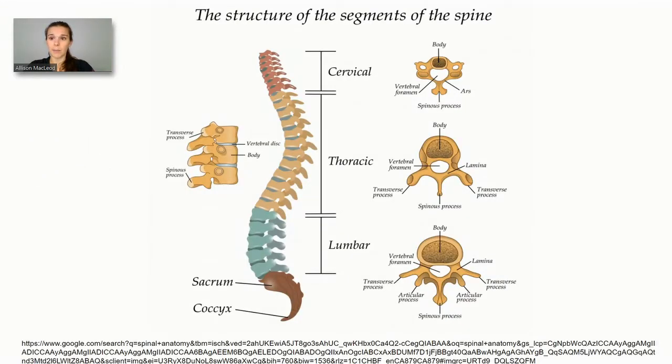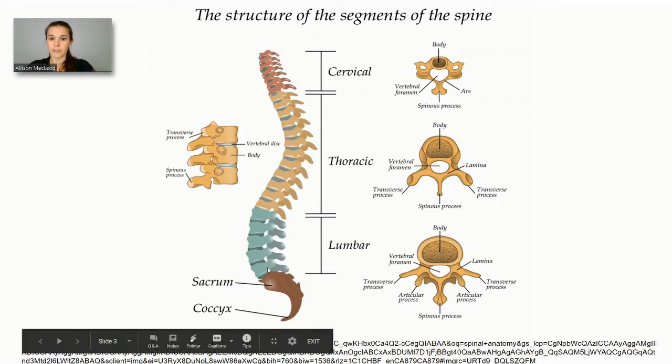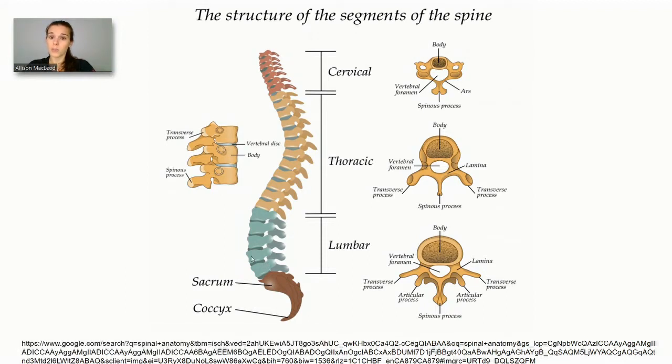Here is a diagram of a spinal column. You can see it's just a series of spinal segments stacked one on top of the other, starting with the cervical spine here, then the thoracic spine, beneath that is the lumbar spine, and then there's the sacrum and coccyx. For today's purposes, we will be discussing mostly the lumbar spine.